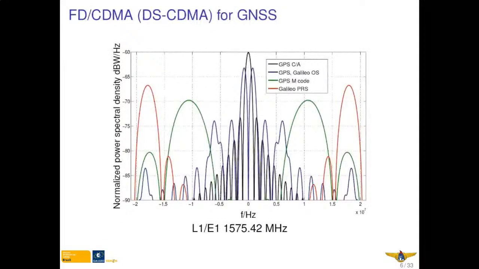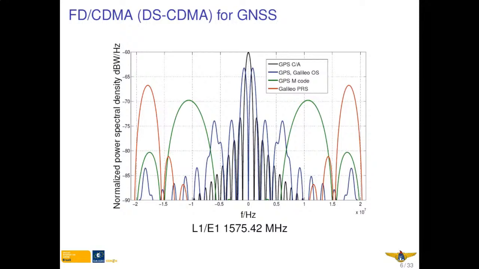Here you can see the power spectral density of different GNSS signals of GPS and the Galileo system. And you can see how they are spectrally separated due to their usage of different modulation types. For example, we have the GPS coarse acquisition signal in black. This is the signal that you all use in your phones today to navigate.